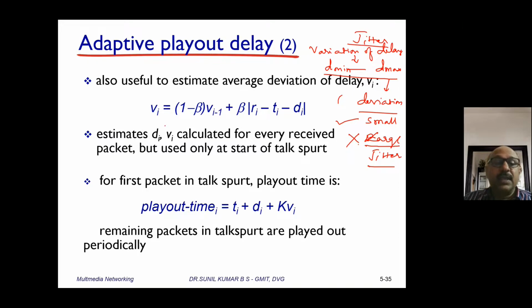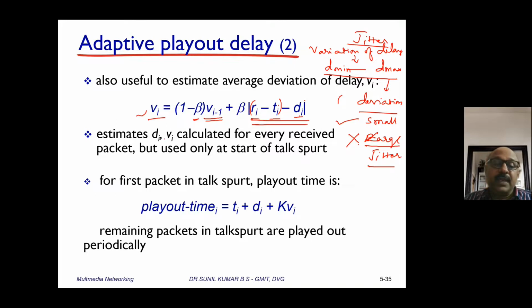Here deviation is again calculated with the support of the previous packet calculation, Vi minus 1 multiplied by again a constant, and then this is added with Ri minus Ti minus Di. I think these two components were taken earlier. This has been subtracted by the previous delay incurred. So all these three components are helpful in finding out the current deviation.